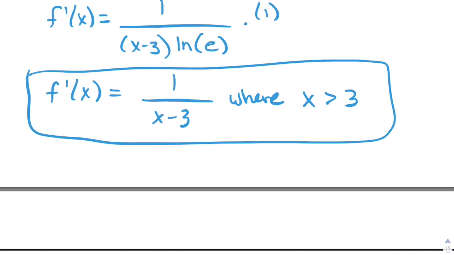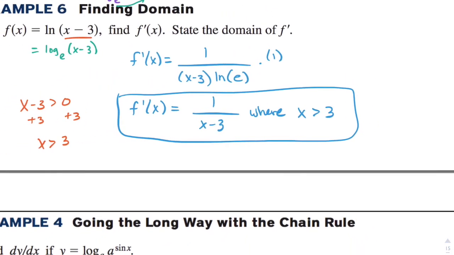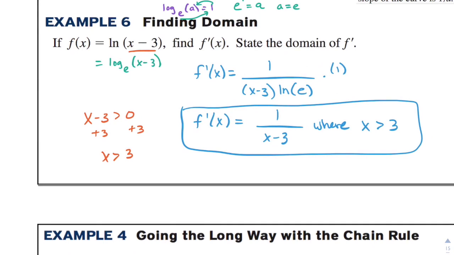If you graph 1 over x minus 3, you're going to have an issue at 3. You see it, 3 minus 3 is 0. There can't be a 0 in the denominator. But 1 over x minus 3 is going to graph in 2 quadrants. And with those quadrants, we can only use numbers that are greater than 3. So that's my domain of example 6.